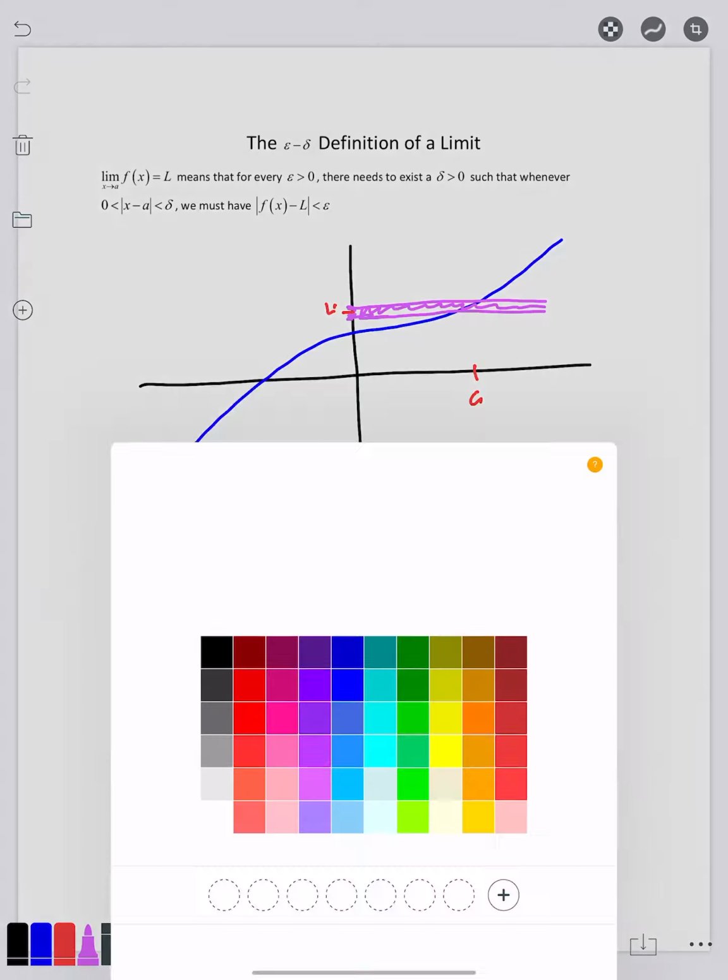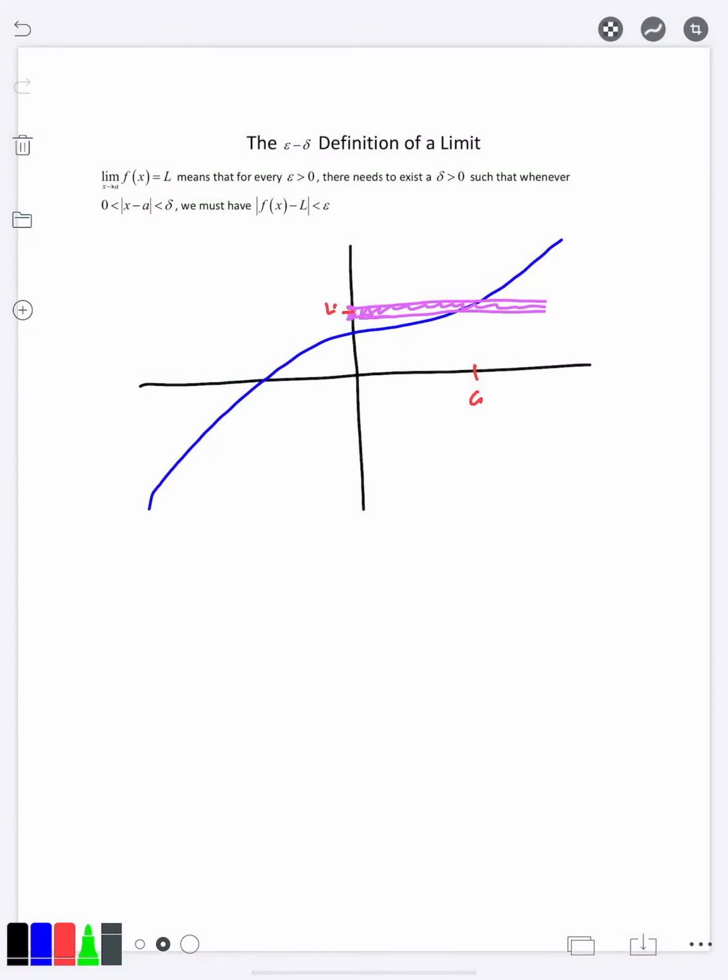The idea is even if I make it more narrow, there's a possibility that I can just make the green area even more narrow, and it will still have the case that the entire green area is contained inside the purple area. So that right there is the precise definition of limit: no matter how small of a purple area you find, you are guaranteed to find a corresponding green area on the x-axis where the green area is going to be entirely inside of the purple area.